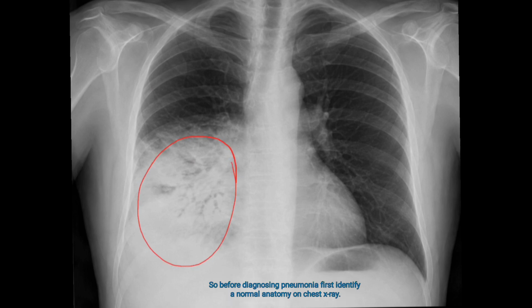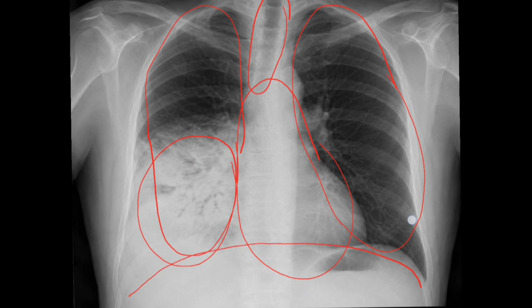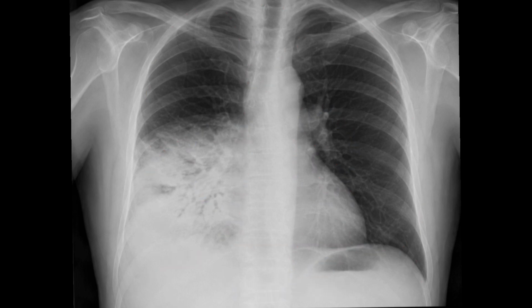So before diagnosing pneumonia, first identify the normal anatomy on chest X-ray. Primarily, identify the trachea in the midline, shifted or not shifted. Compare the right lung and left lung, the heart shadow appearance, and the diaphragm. Very important are the costophrenic angles and their sharpness, and the hilar region.